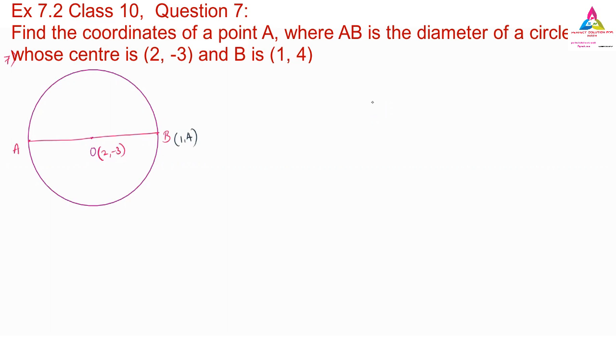And they have told us to find the coordinate of A, which means the coordinate of A is missing. We don't know the coordinate of A, but it is a point outside of the circle. I will take this coordinate as x1 and y1. I can't take x and y because x and y are already used here. So I have to take it as x1 and y1. And this coordinate is actually x2 and y2, but the value is already given, so no need to find it.